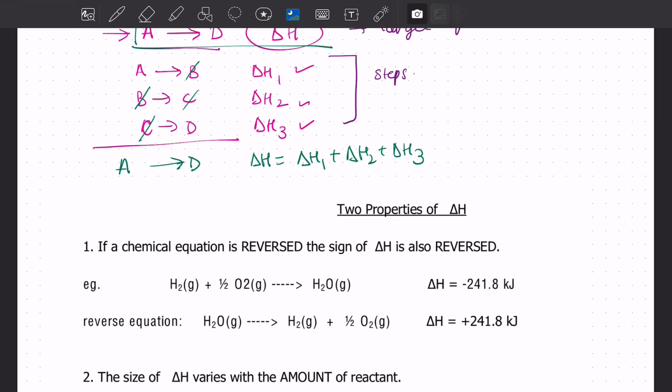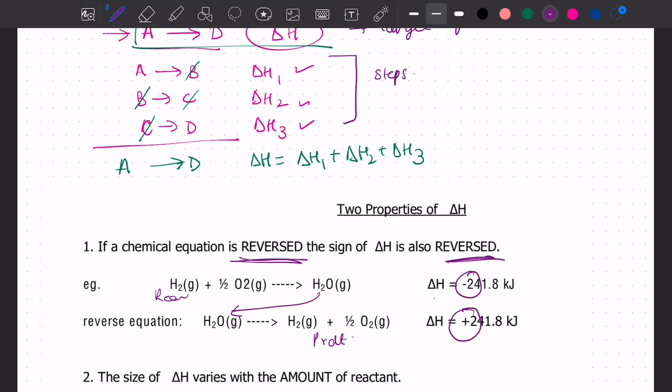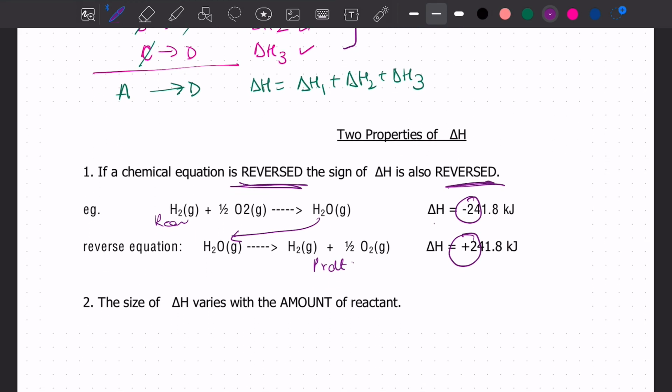So let us remind ourselves of the two properties of delta H. If an equation is reversed, the sign of delta H is also reversed, which means you multiply that whole equation by -1. You started something with the reactants, but you can rewrite it so that these become the products, and what were initially the products become the reactants. You simply change the sign of delta H.